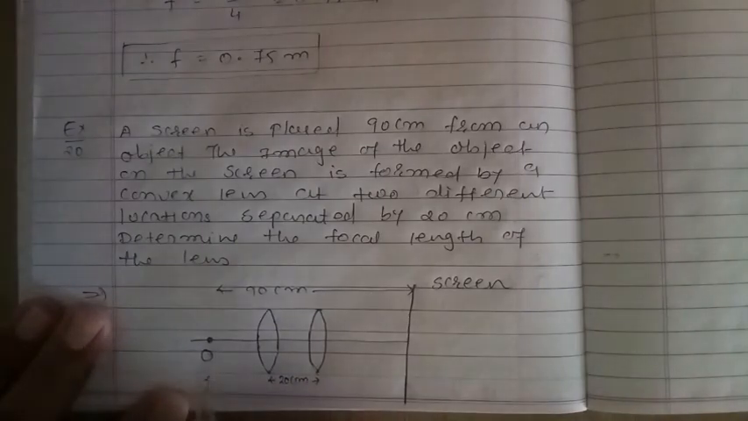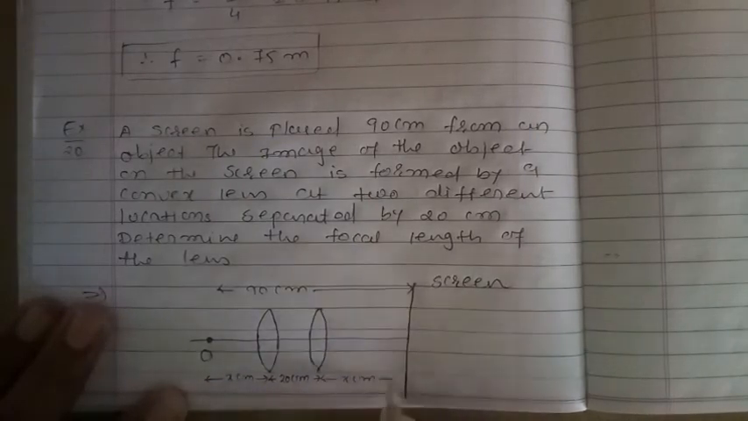So here we assume the distance from the object to one lens is x centimeter, right? So this is also x centimeter, right?